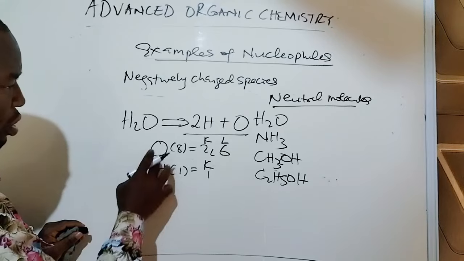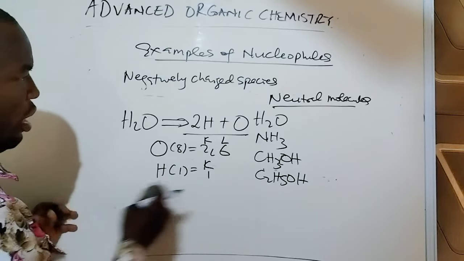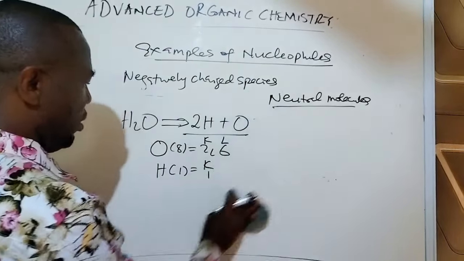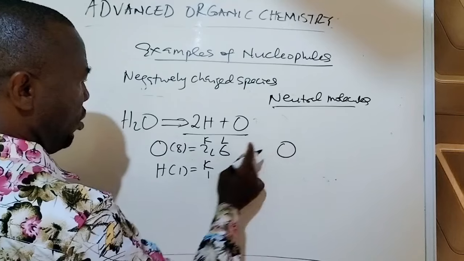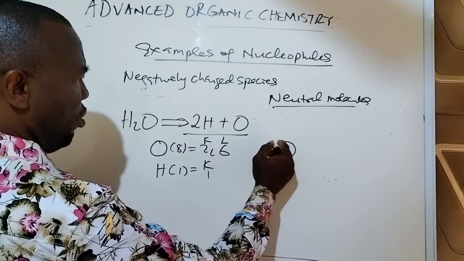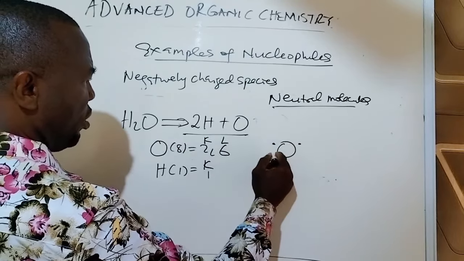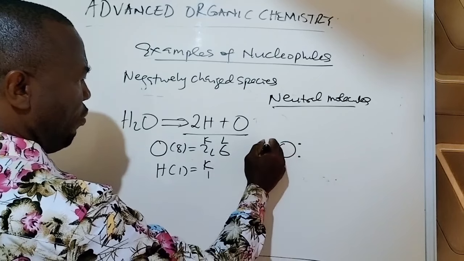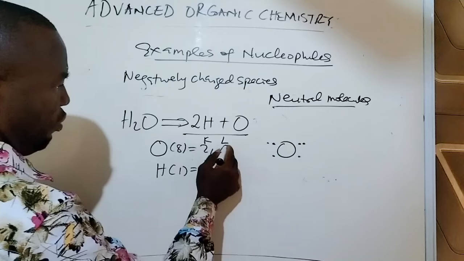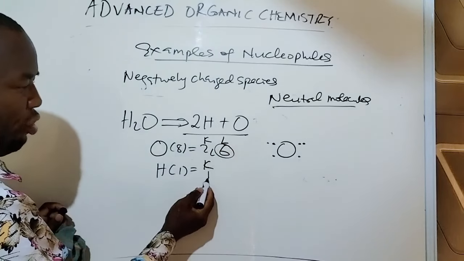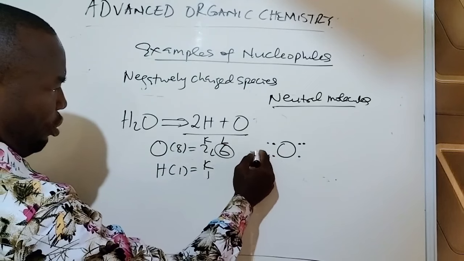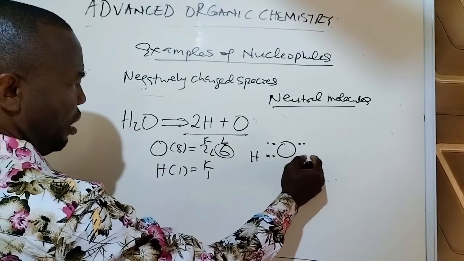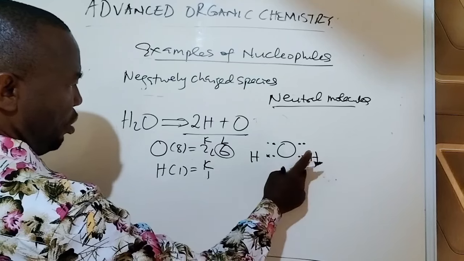In the bonding of water, we now have this taking place. Oxygen being at the center, we have 6 electrons in the outermost shell: 1, 2, 3, 4, 5, 6. That is 6 valence electrons of oxygen, while each hydrogen atom will bring one electron to bond with oxygen. Hydrogen bonded to oxygen.